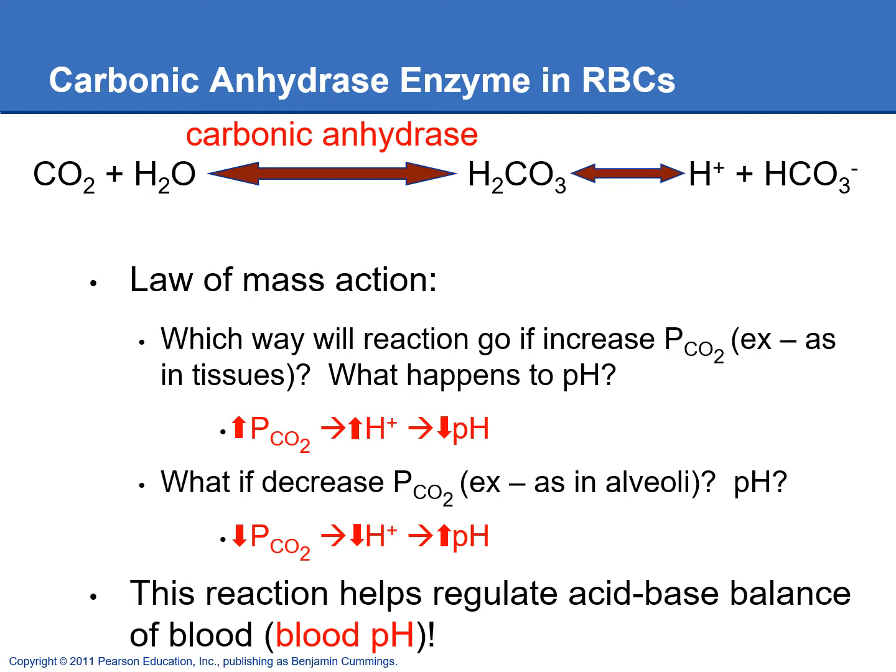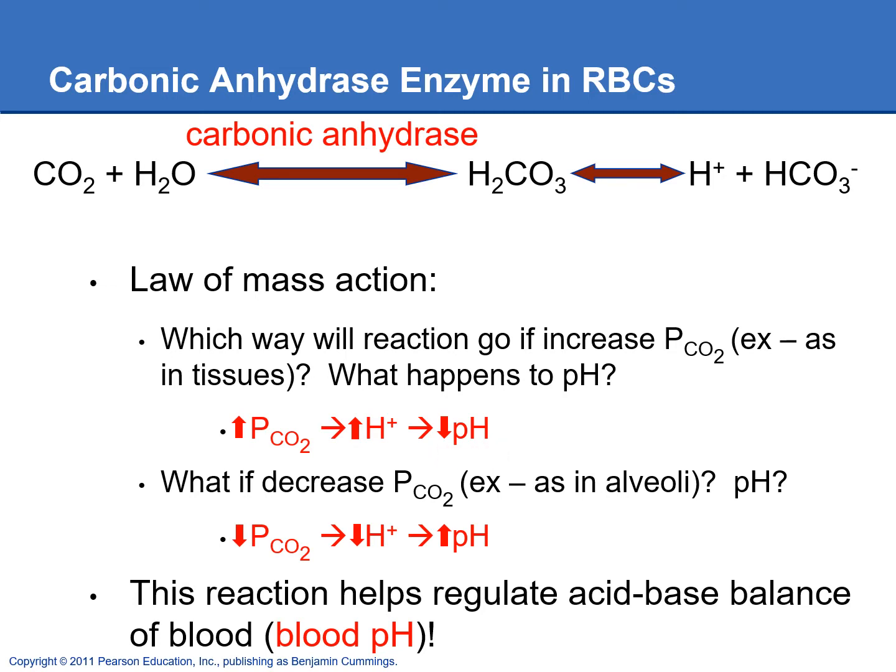Let's take a look at what happens in the tissues. In the tissues, the carbon dioxide levels are high because the tissues have been working hard making ATP, breaking down the food, and generating lots of CO2. So if the partial pressure of carbon dioxide is high, that's going to push the reaction to the right according to the law of mass action. And if the reaction goes to the right, we're going to be producing lots of hydrogen ions. And if you increase the amount of hydrogen ions, that's going to decrease the pH, so it makes it more acidic.